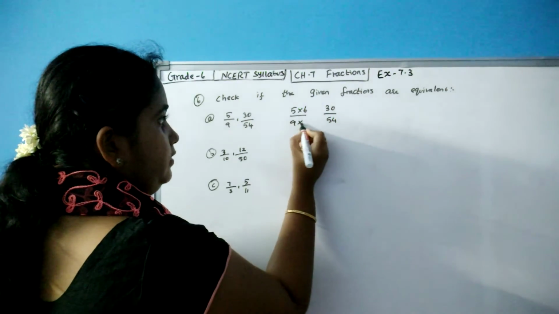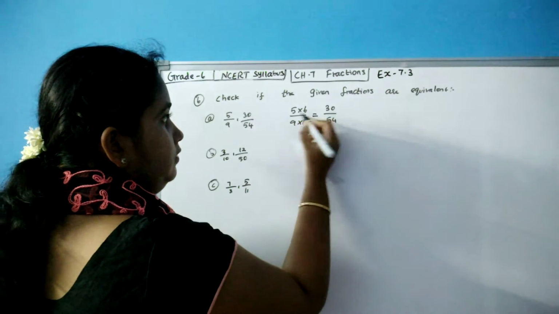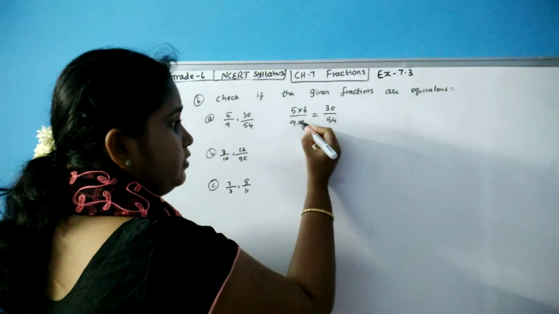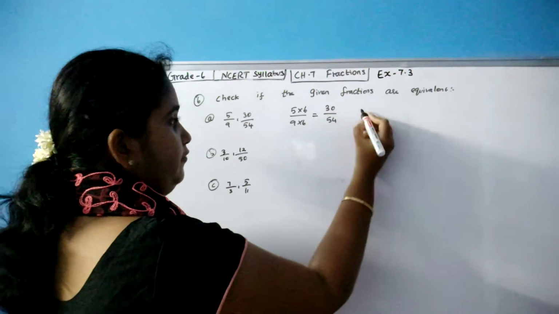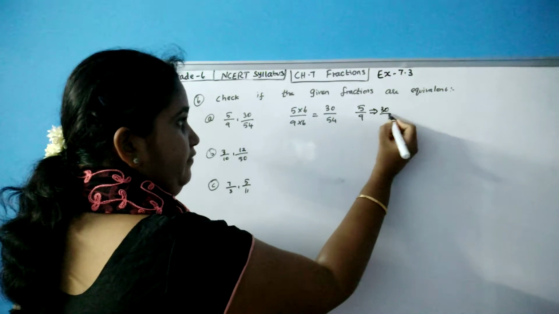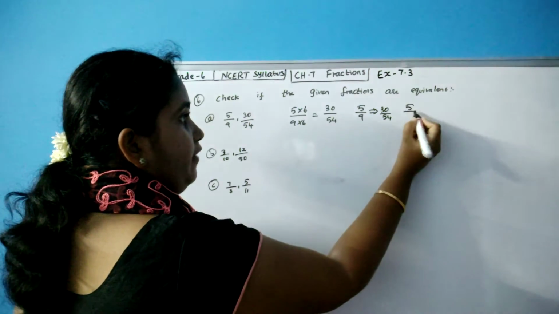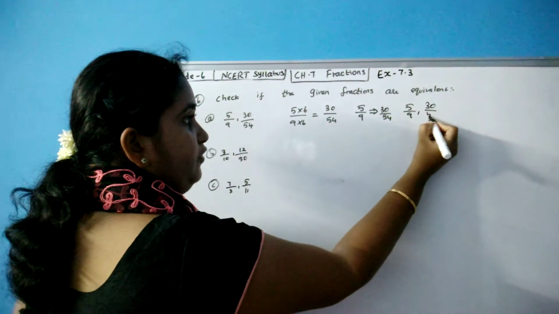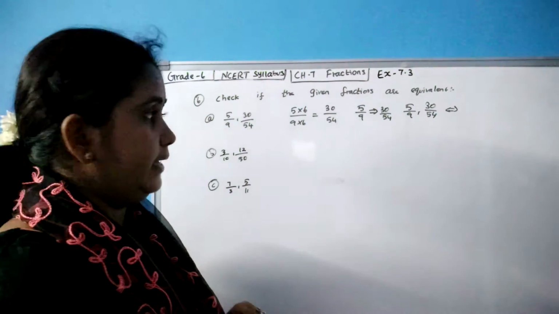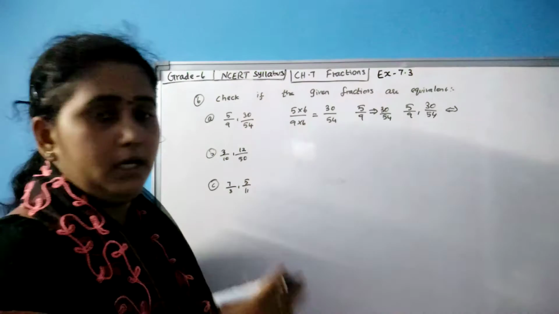So 9 into 6 gives you 54. So 5 by 9 is equal to 30 by 54. That is 5 divided by 9 is equal to 30 by 54. So we can say 5 by 9 and 30 by 54 are equivalent. Okay, you write in words, they are equivalent.